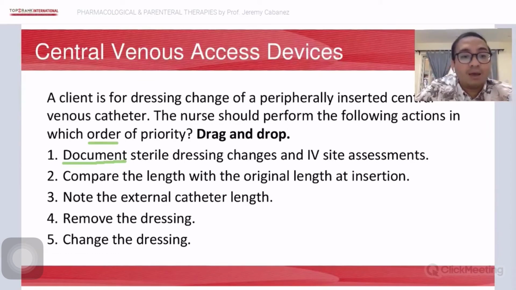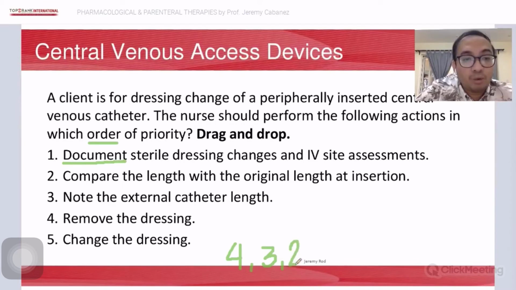Tanong, anong mauuna? Compare, note, remove, or change the dressing. Siyempre, first, you have to remove the dressing. That's number 4. Unahin mo muna yung number 4. Okay. Followed by, anong masusunod? After number 4, remove the dressing, followed by, note the external catheter length. That's number 3. Kailangan mo munang malaman yan, ano? So that you would know if there is dislocation of the catheter.